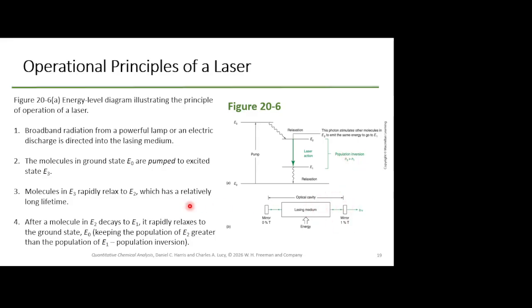Now, your E1 rapidly relaxing down to E0, this is going to keep your population of E2 greater than the population of E1, which is the population inversion. And so you're always going to have, as long as you keep providing this pump energy here, a population of E2 that's greater than the population of E1.